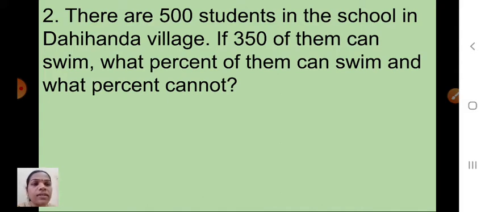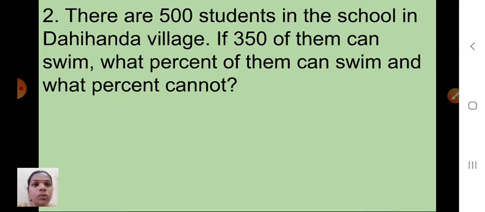So children, see here, we have to find the percentage. So first, as I told, we have to write the given statement. Here we have to find two percentages. One is what percent can swim and another one is what percent cannot swim. So for that, first we write the given statement.